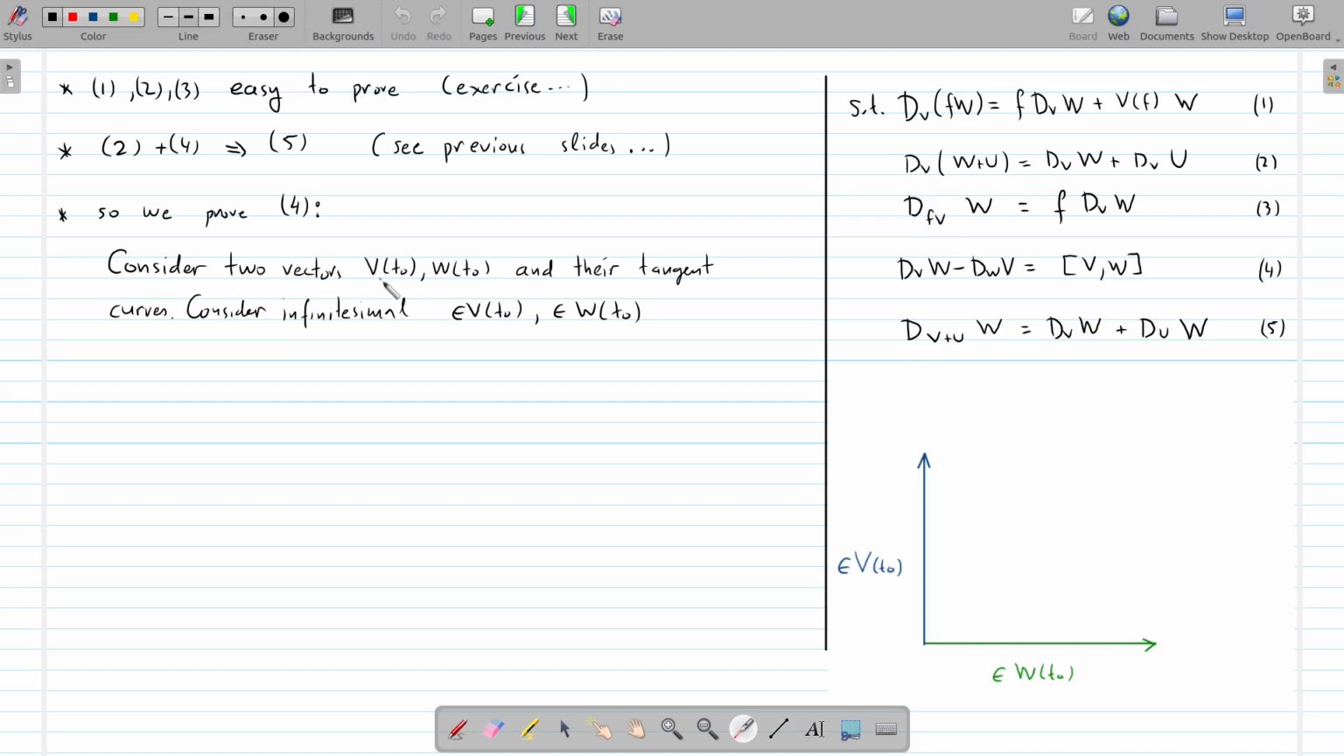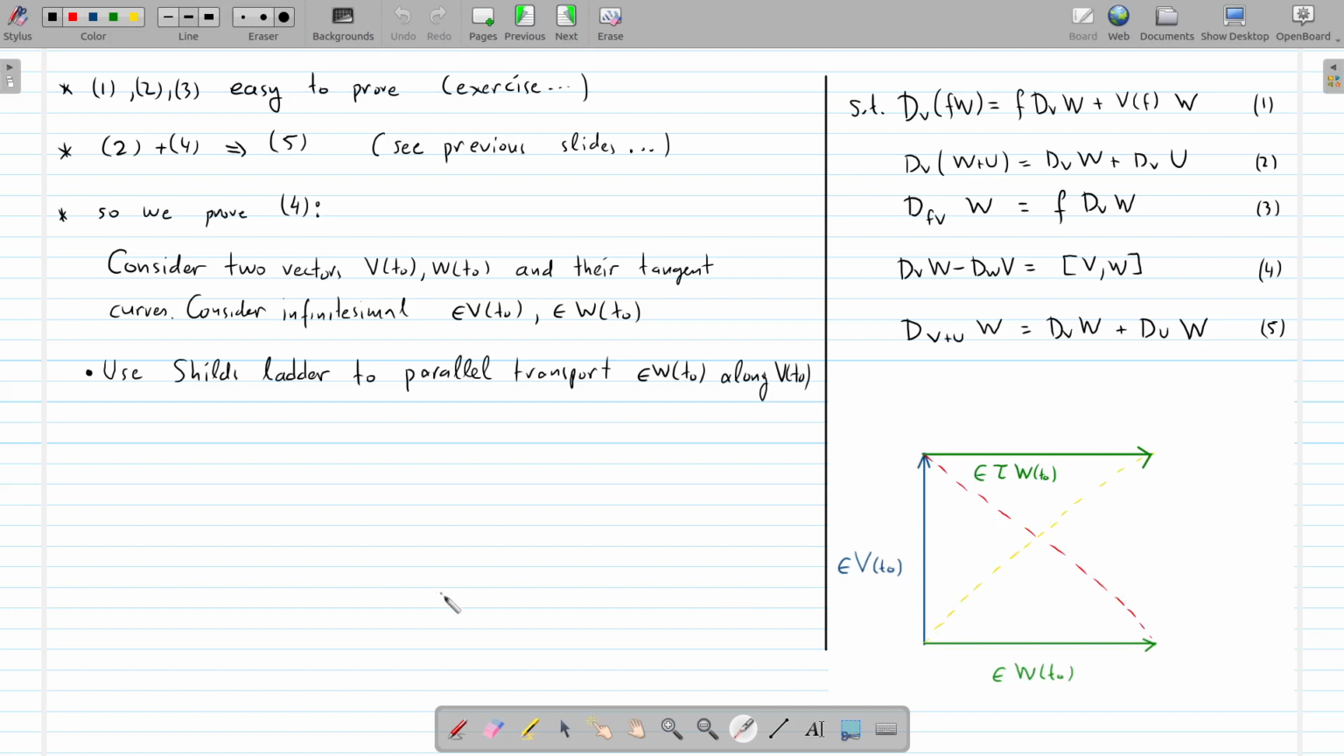So, consider two vectors at the point t0 on the curve, and the curves to which they are tangent. Let's consider infinitesimal motion on those integral curves given by this small parameter epsilon. As we move along the integral curve of v, we go from this point to epsilon v, and in this direction we'll go to the point epsilon w.